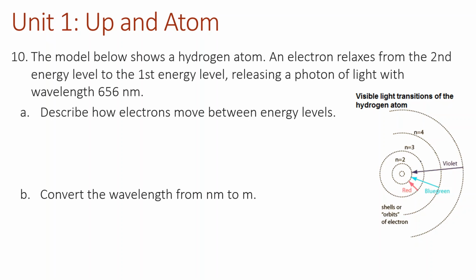So when electrons move between energy levels, what's going to happen first is that the electron is going to absorb energy.